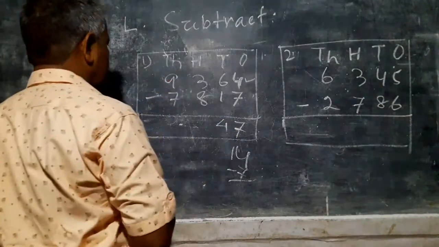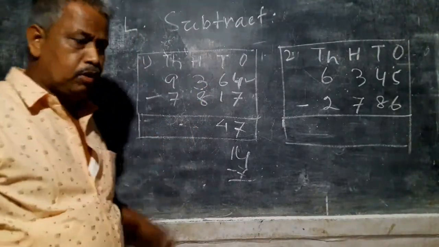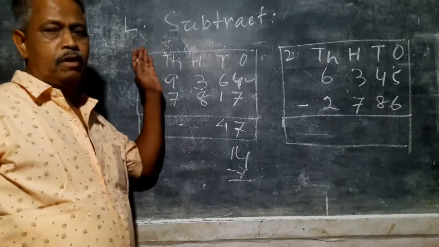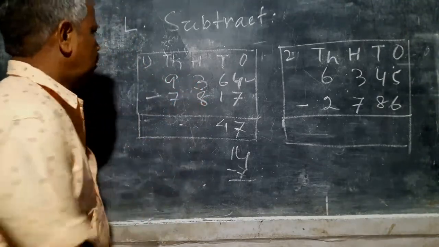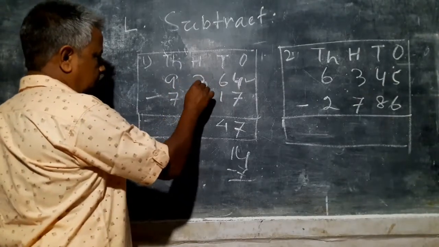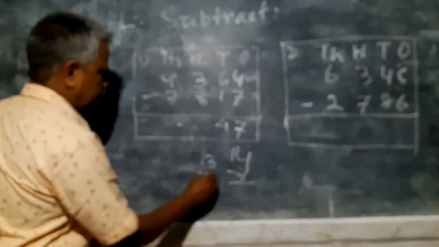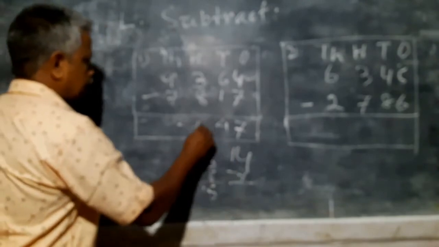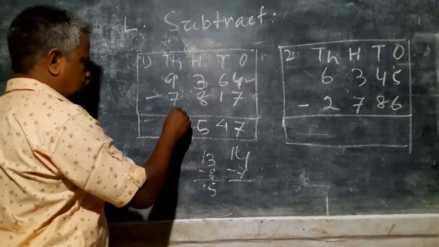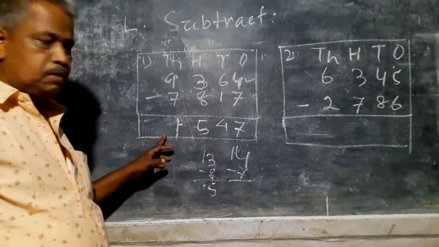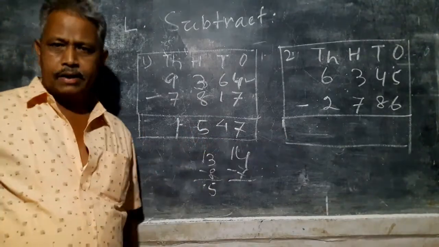Next, in the hundreds place, the number is 3. We have to subtract 8. So, we can't. We borrow 1000 from 9000 and it will be 1000. That is 10 hundreds. This one is 3, that is 1300. From 1300, we have to subtract 800. 13 minus 8 equal to 5. Then here the rest thousand number is 8. 8 minus 7 equal to 1. So the answer is 1547. Like this, you do all the rest of the problems.